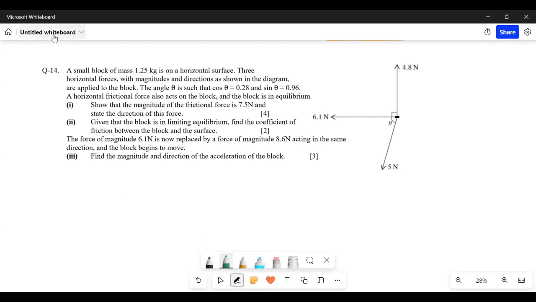Acha ji. A small block of mass 1.25 kg is on a horizontal surface. 3 horizontal forces with magnitudes and directions as shown in the diagram are applied to the block. The angle theta is such that cos theta is equals to 0.28, sin theta is equals to 0.96. A horizontal frictional force also acts on the block, and the block is in equilibrium.